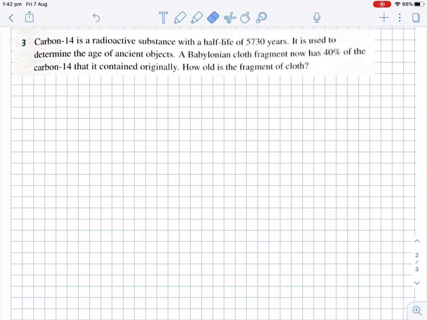So in this question, let's read with a little bit more detail here. Half-life. So that means that in 5,730 years, there will be half of the material that there was originally, or half of the carbon-14 as there was originally. We know that our cloth fragment has 40% of the carbon-14 that it contained originally. We need to find out how old the cloth is.